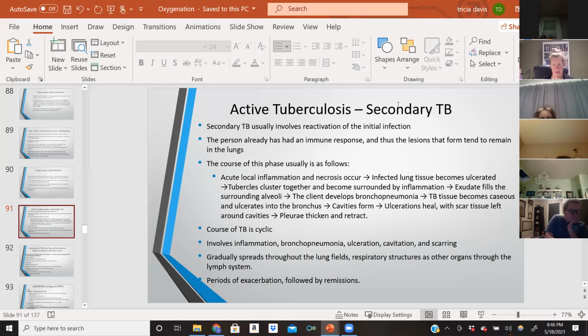So the course of TB is a cyclic process. It's going to involve that inflammation, that bronchopneumonia, that ulceration, that cavitation, and then eventually that scarring. That's the process. It's going to gradually spread throughout the lung fields into the respiratory structures of other organs through the lymph system. So remember we said it could affect your kidneys and your liver in rare instances. You will see periods of exacerbation followed by periods of remission with this secondary TB.